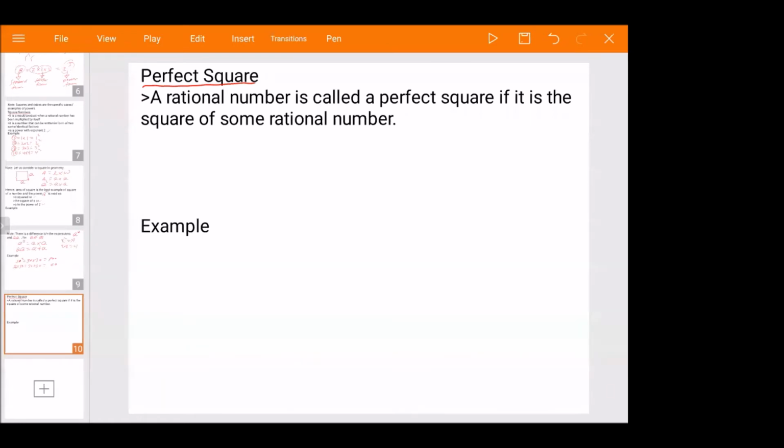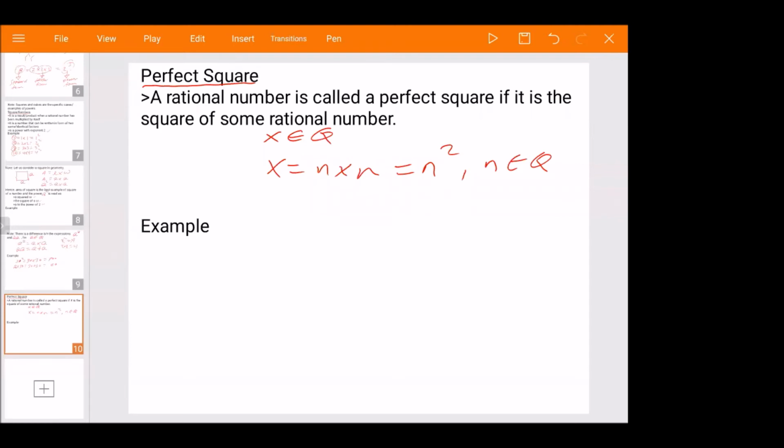A rational number is called a perfect square if it is the square of some rational number. Let's say x is an element of the rational numbers, and if we say x is a perfect square, then that number must be written as a product of two identical factors or as a power with exponent 2. So x can be written as n times n, or as n squared, where n is also an element of the rational numbers. So a perfect square is a special name given to all square numbers.